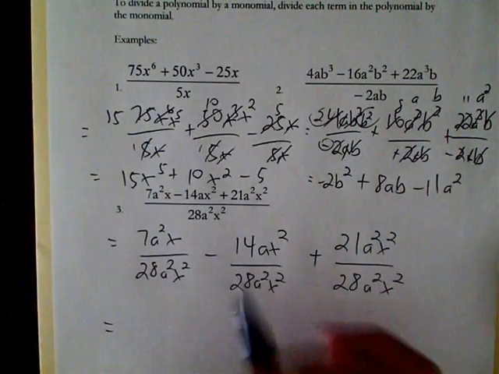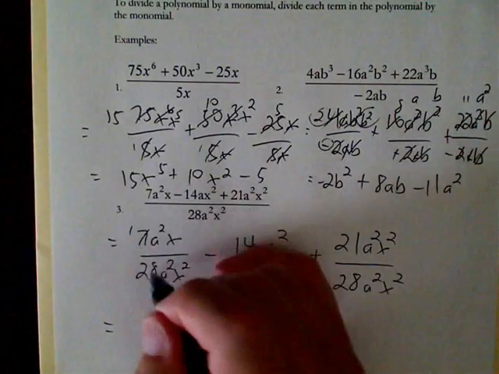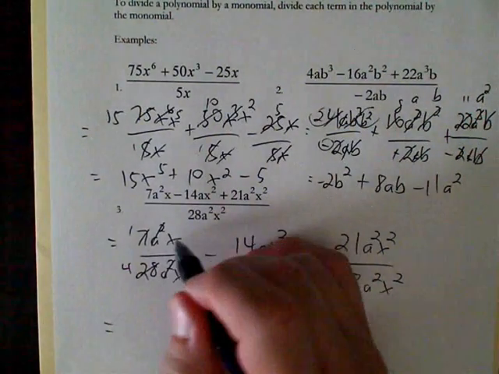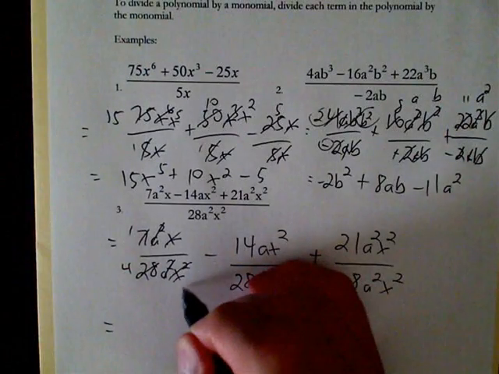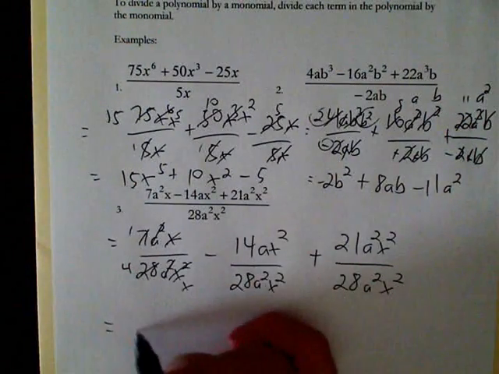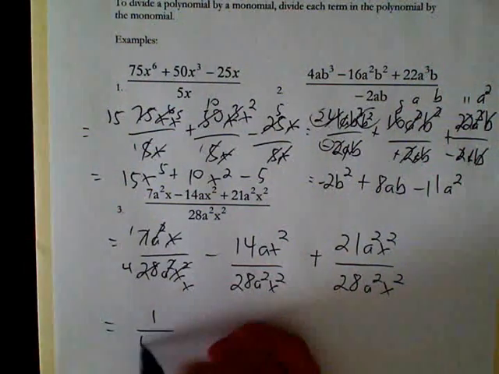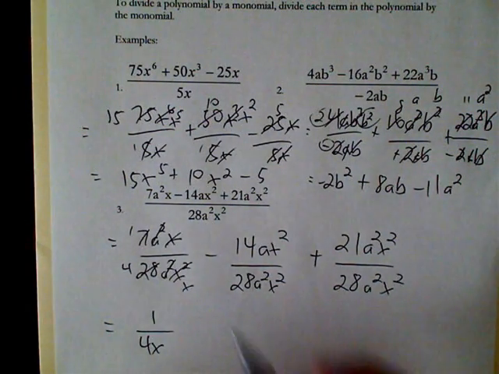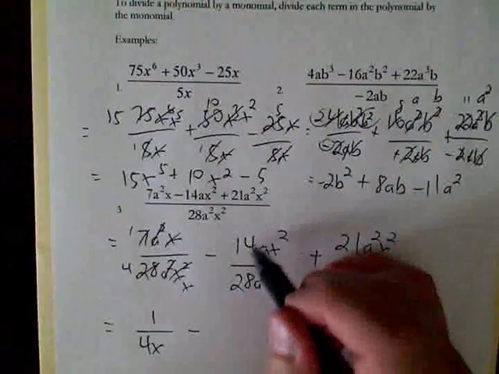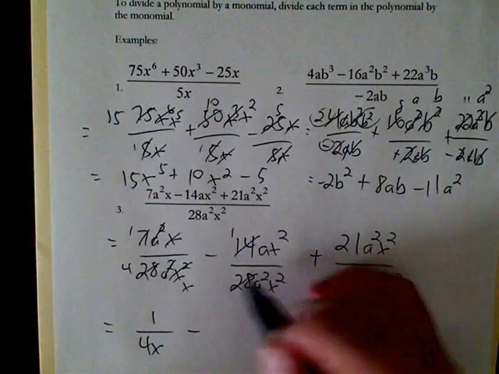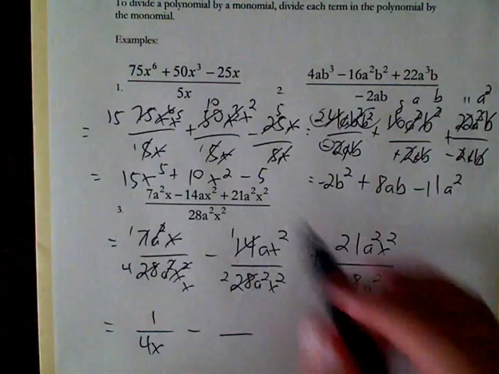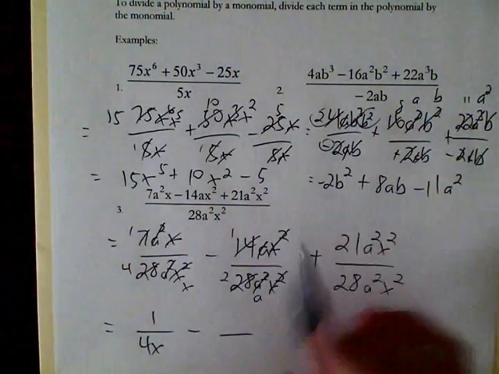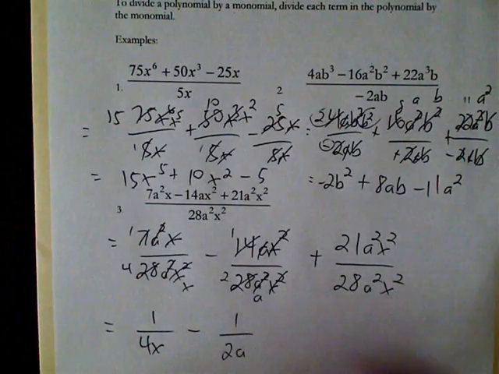So now let's cancel. 7 goes in 7 once, 7 goes in 28 4 times. These a squares cancel. This x is going to cancel one of these x's, leaving an x on the bottom. And as you can tell, we have a 1 on top and a 4x as the denominator. Fractions will result. 14 goes in 14 once, 14 goes in 28 2 times. This a will cancel one of those a's, leaving an a on the bottom. These x squares cancel, leaving 1 over 2a.